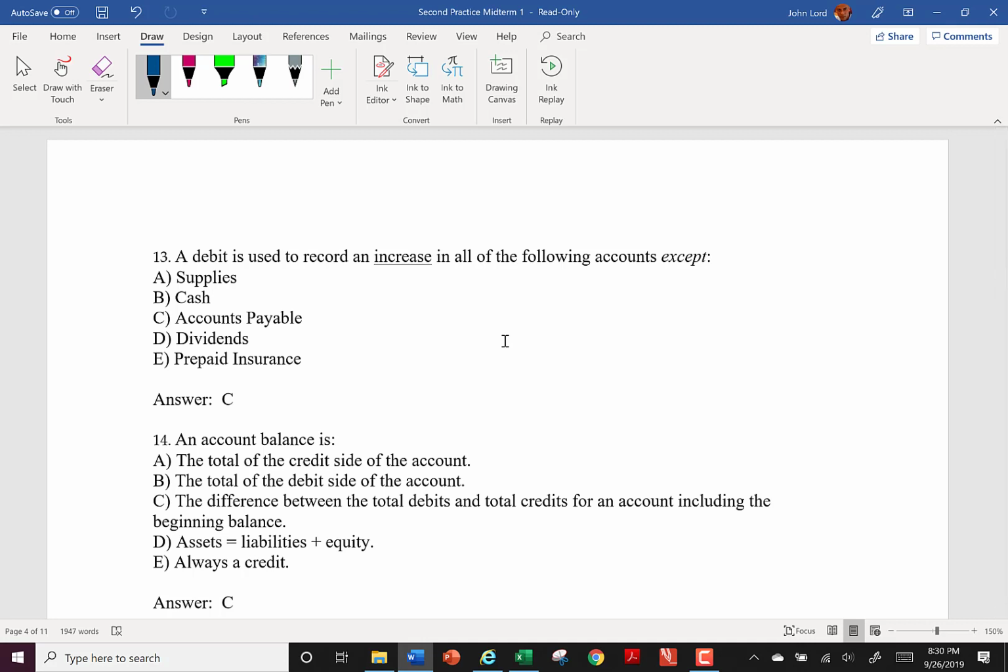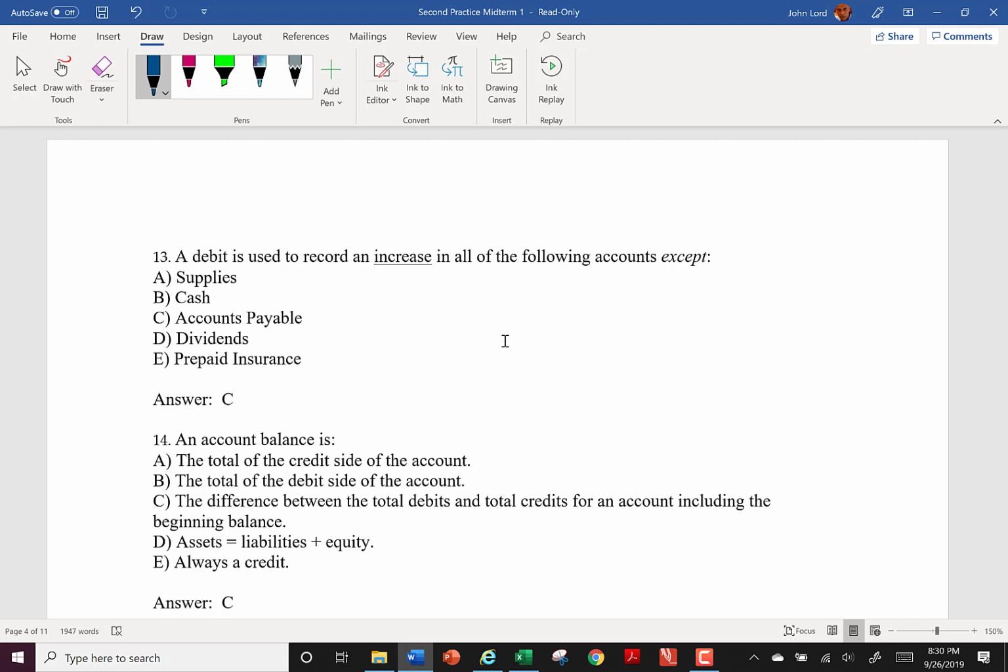Assets. Well, you could sit here and list every asset, but let's just talk generally. Assets, expenses, dividends. Prepaid insurance is another asset, right? So we don't have to list every single asset. Okay, so let's take a look.